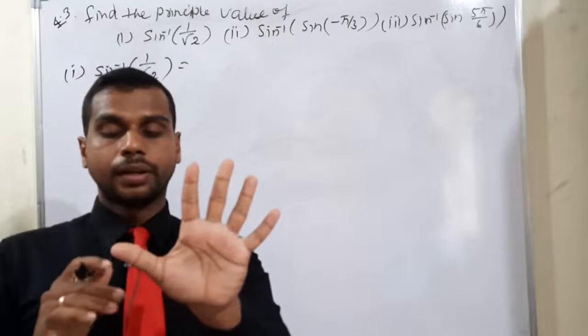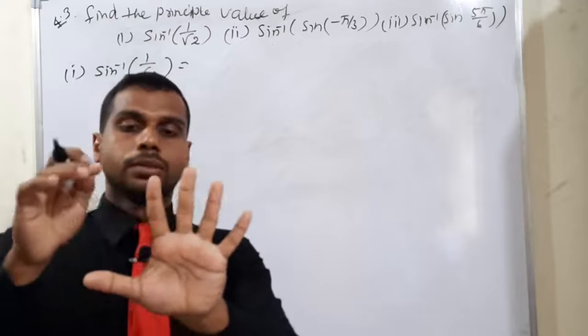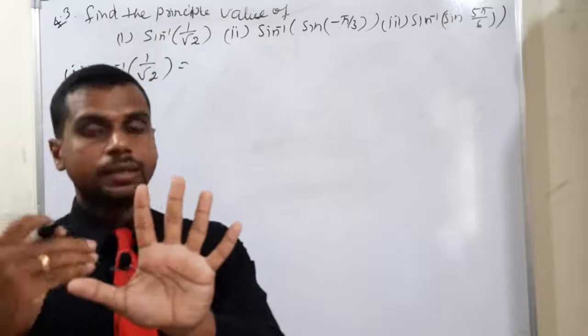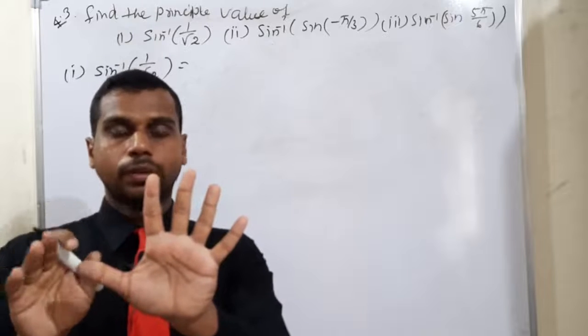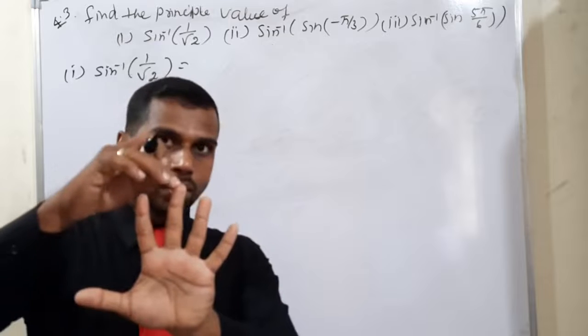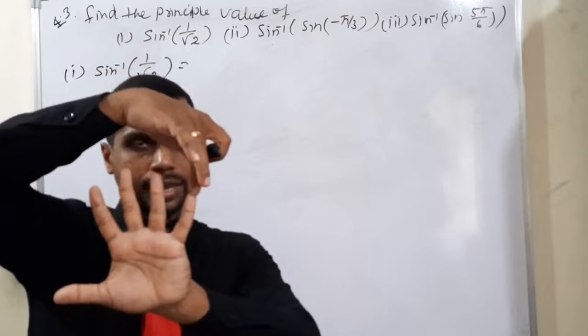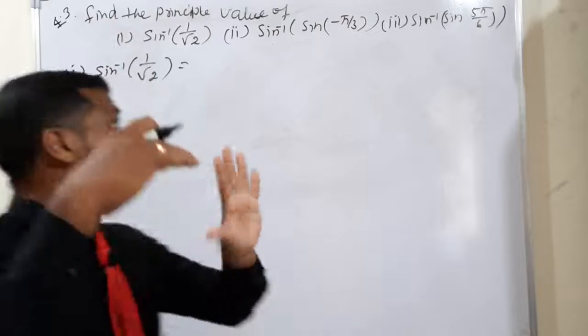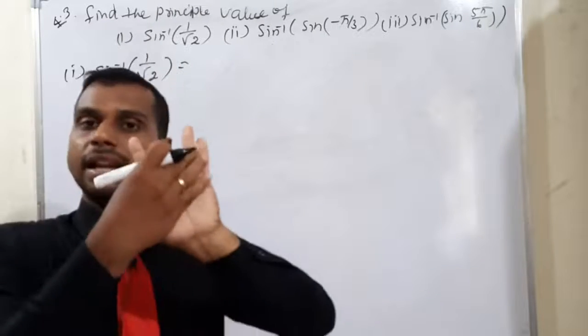The radians are actually 0, pi by 6, pi by 4, pi by 3, pi by 2. If you take the sine values, sine 0 means the value will be 0. Then 1 by 2, then 1 by root 2, then root 3 by 2, then 1. Sine 90 means the value will be 1. We have 1 by root 2. Definitely we can say it lies on the middle finger.